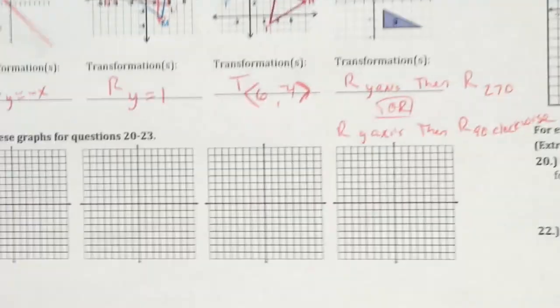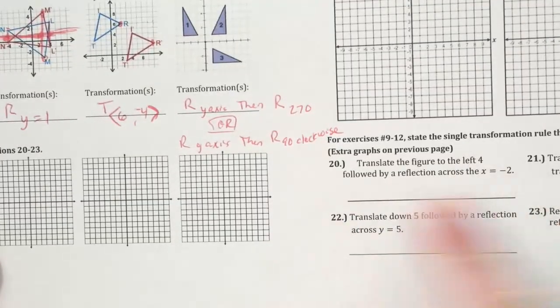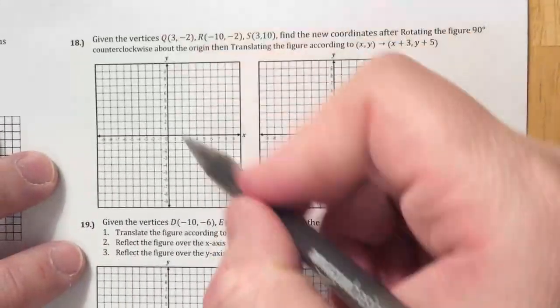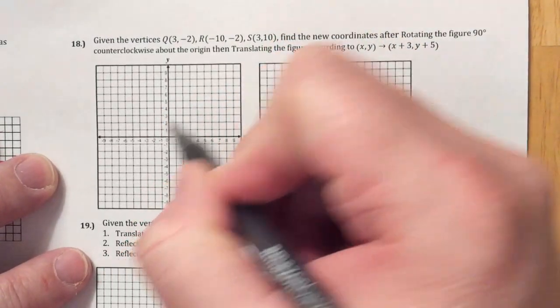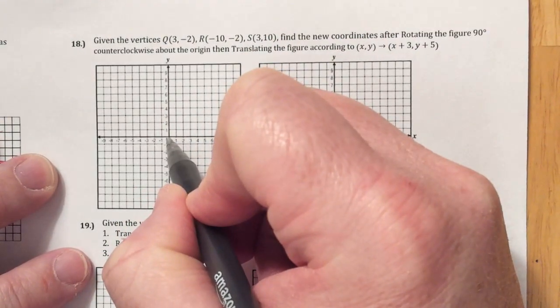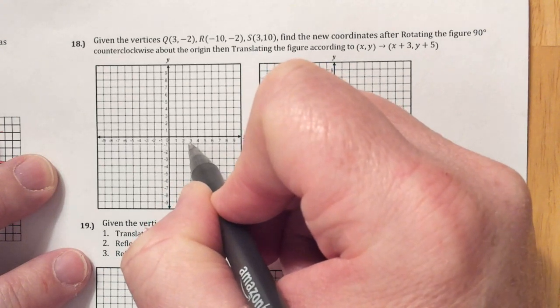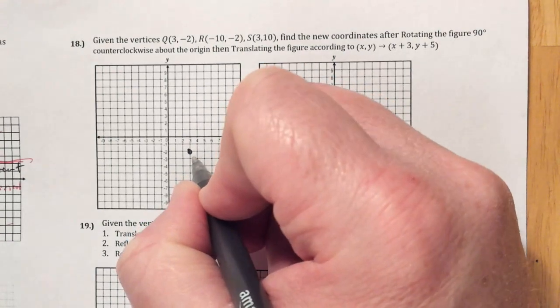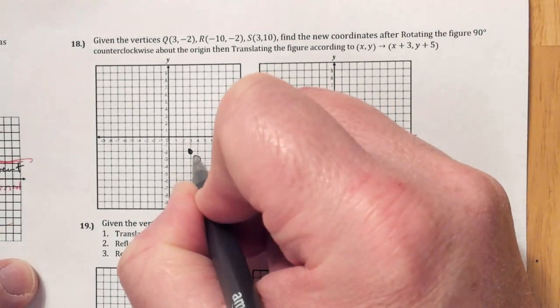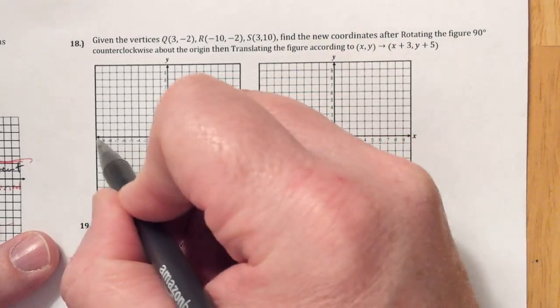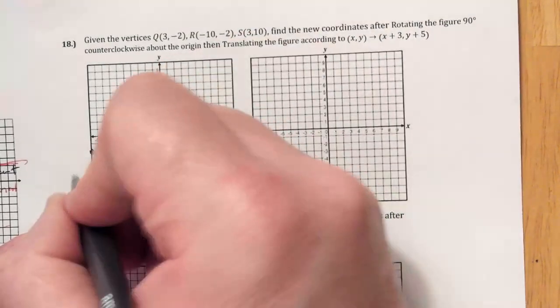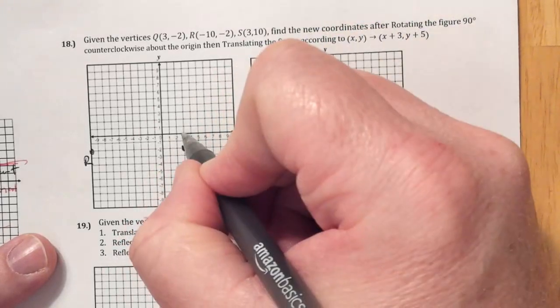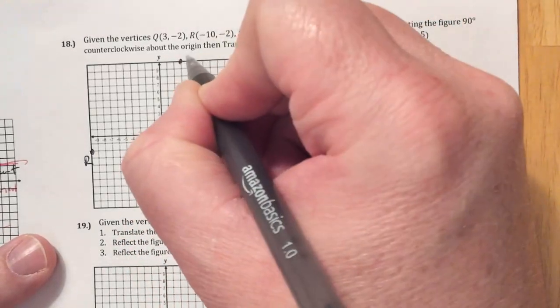All right, these pictures right here are for these questions over here. Okay, and then here we go. On this one, we're going to have Q is positive 3, 1, 2, 3, -2, 1, 2. There's my Q. And then -10, -2. There's my R. And then we have positive 3, positive 10. That is my S. All right, take my straight edge, connect the dots.